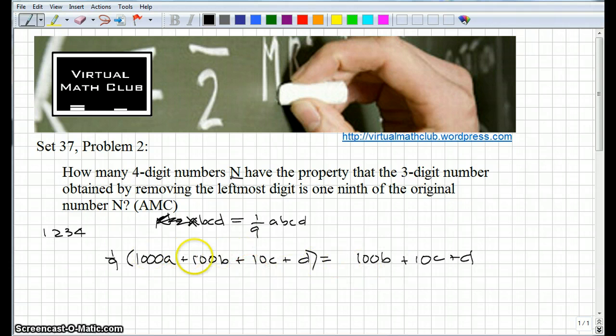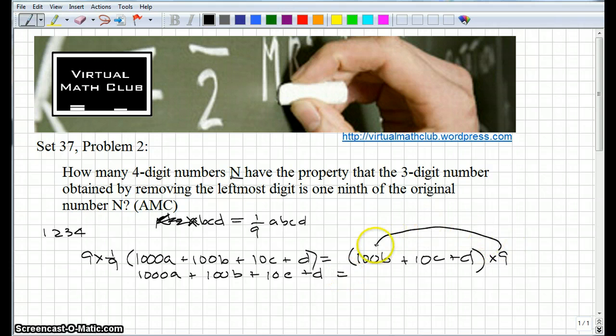First thing I want to do, I want to get rid of fractions. So I'm going to multiply both sides by 9. Okay, and I have to multiply the whole of both sides by 9. So 9 times 1/9 is just 1. So I'll end up with 1,000a plus 100b plus 10c plus d. Alright? And then I have to distribute the 9 to all the terms, because I have to multiply the whole thing by 9. So that'll be 900b plus 90c plus 9d. Alright?